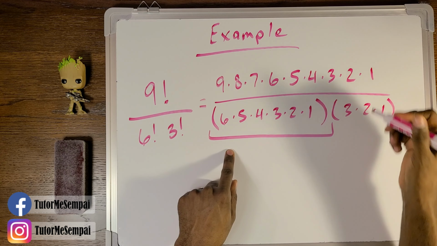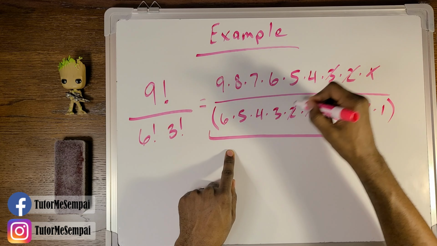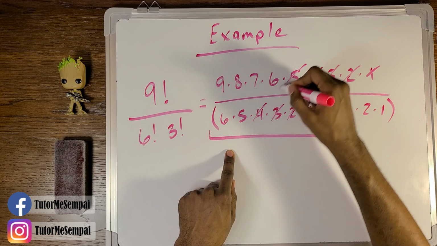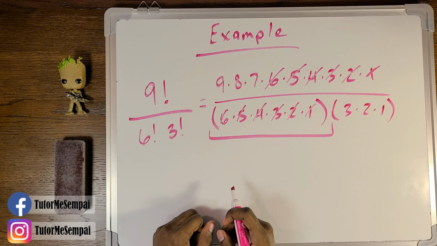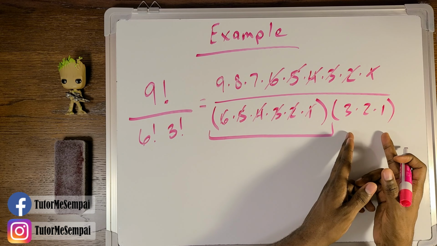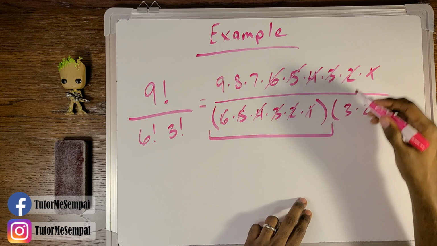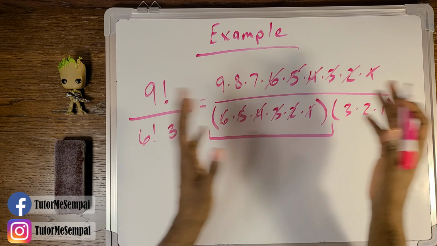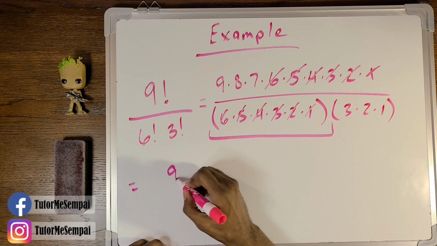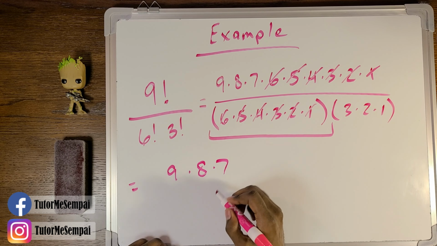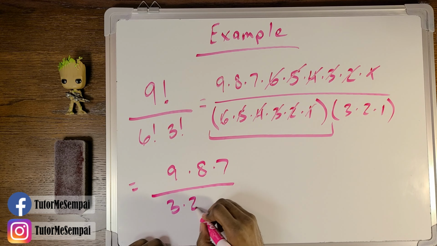Everything repeats. So we can essentially cross out everything that's in your 6 factorial, just like we previously did in our last example. However, this doesn't get rid of everything in the bottom right. This 3, 2, and 1 can't get canceled out because it's not part of the 6 factorial. So let's write over what we have without all this stuff that's canceled out. So we have a 9 times 8 times 7 in the top still, and we have a 3 times 2 times 1 in the bottom.